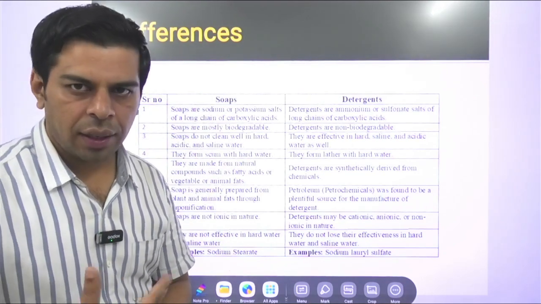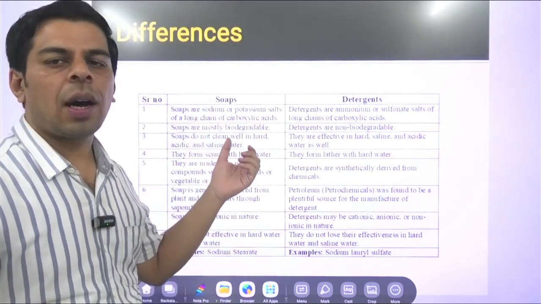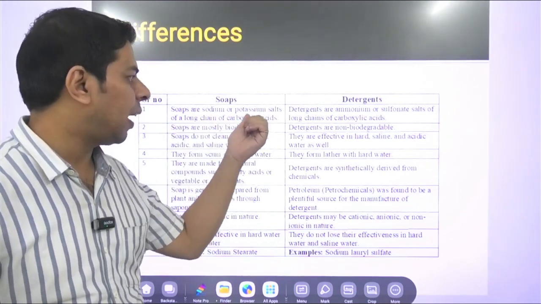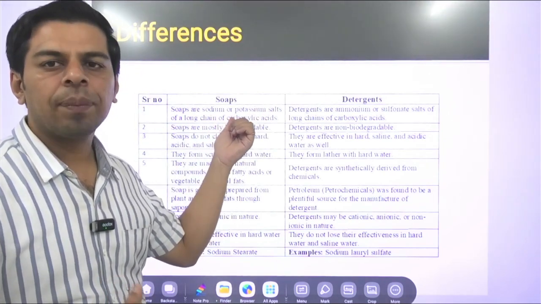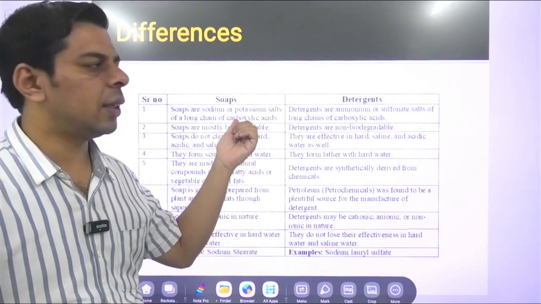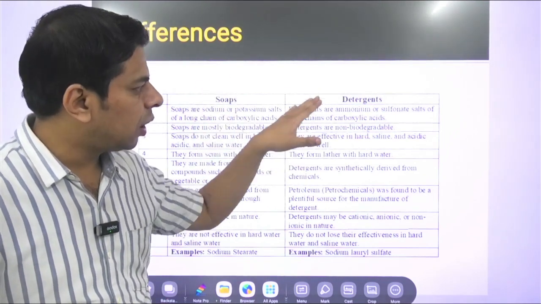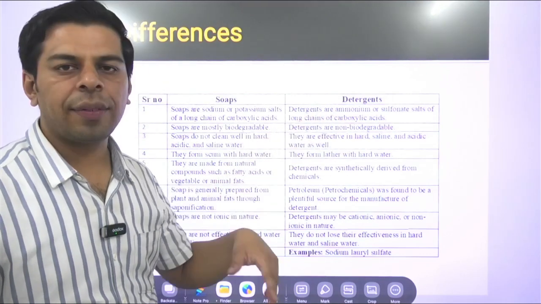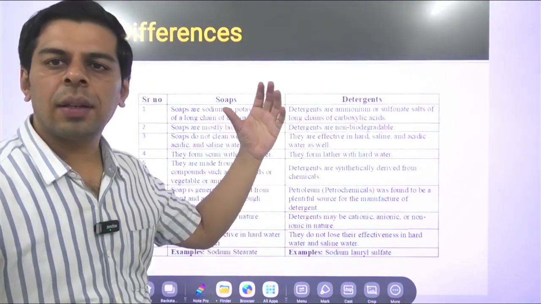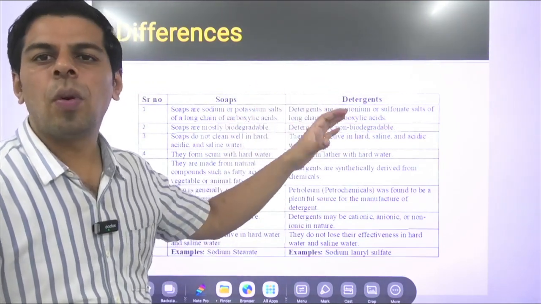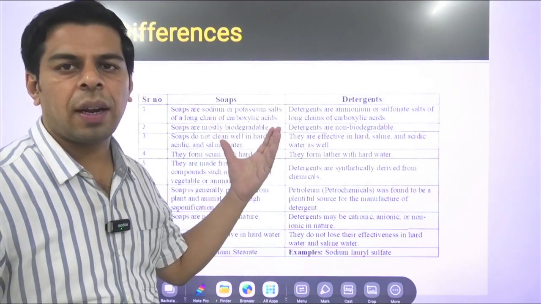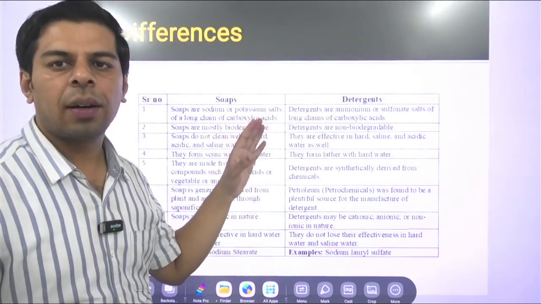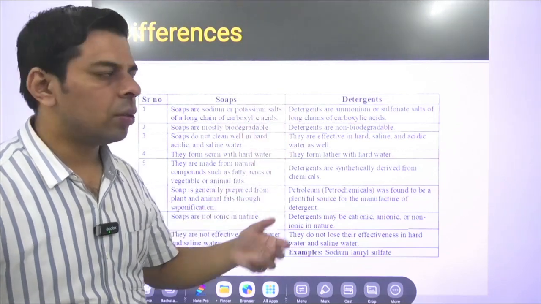Once again we are re-emphasizing: soaps are sodium or potassium salts of long chain fatty acids. In this particular slide they have used the word carboxylic acid. Detergents are sulfonate or ammonium salts of long chain carboxylates. So basically their chemical chain is more complex than soaps, and it does not carry the fat or oil part, which is the biodegradable part.